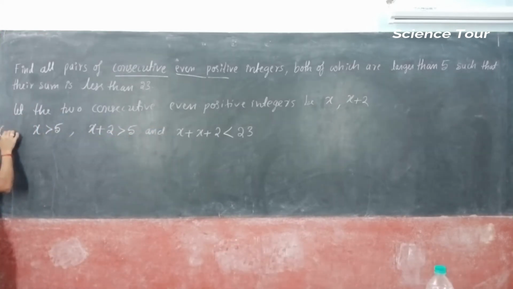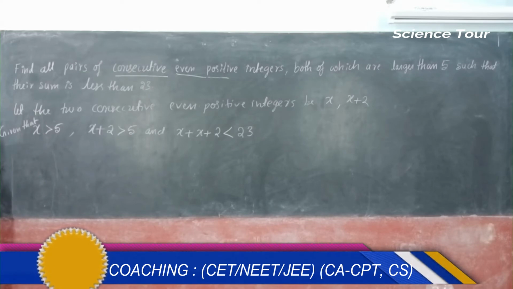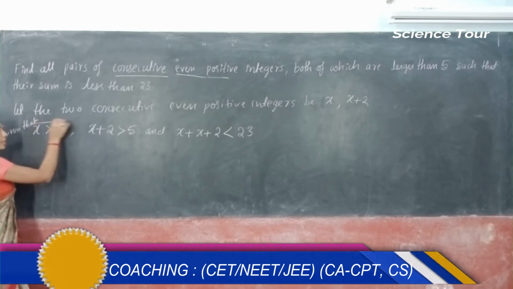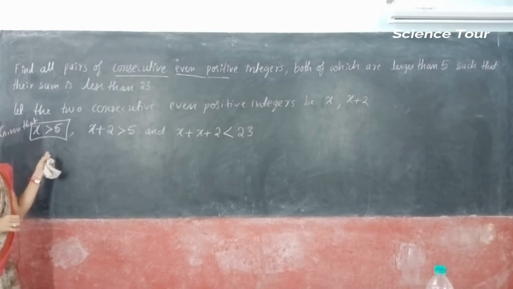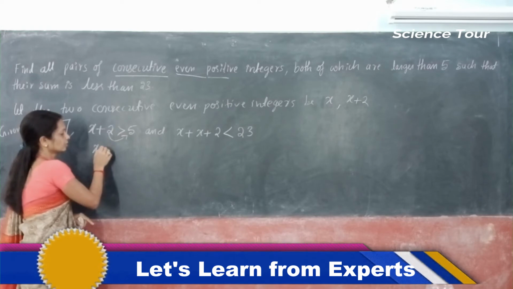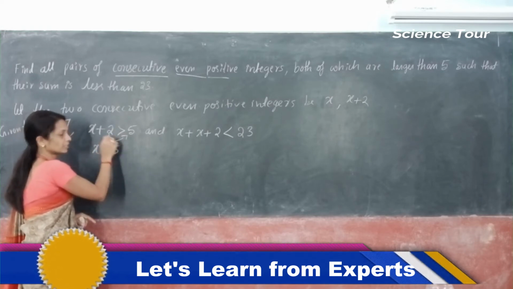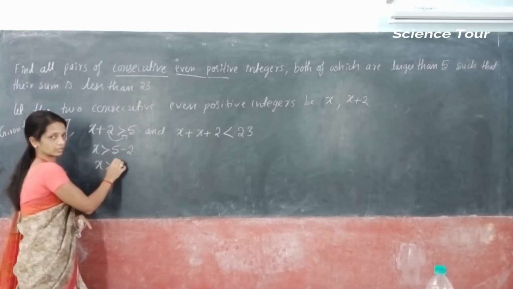So what is this? This is a given thing in the question. This is already in the simplest form, x greater than 5, so don't touch that, keep that as it is. Now simplify this by sending 2 to the other side. So x is greater than 5 minus 2. From this you will get x is greater than 3.